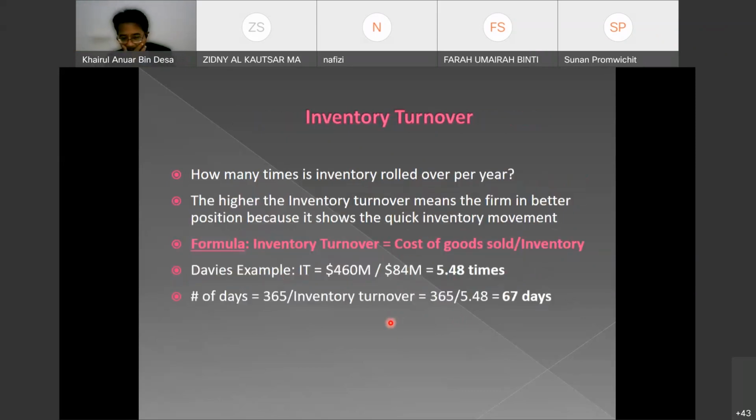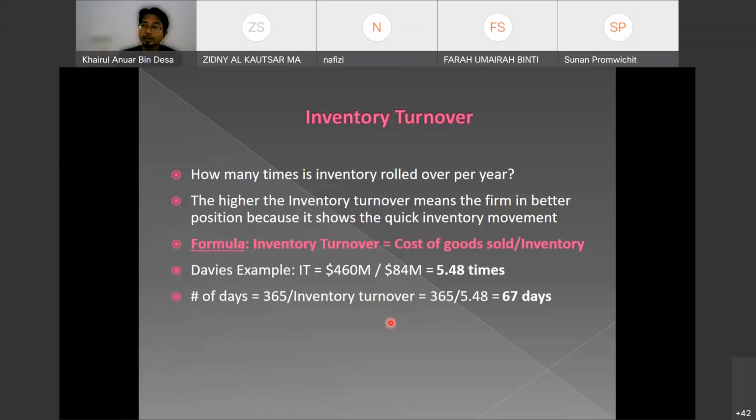So inventory turnover. Inventory turnover to measure how many times inventory roll over per year. Inventory juga bukan sekali. Bukan kita order January, kemudian kita jual sampai December. That is not correct. Inventory ini apabila kita jual habis, maka kita order lain. Apabila kita jual habis, we reorder the inventory. Okay, how many times we reorder the inventory?